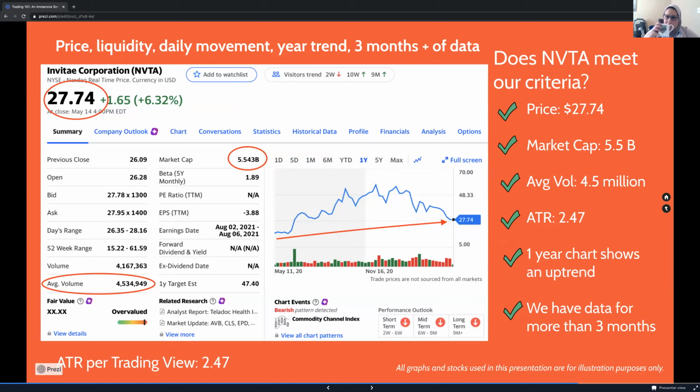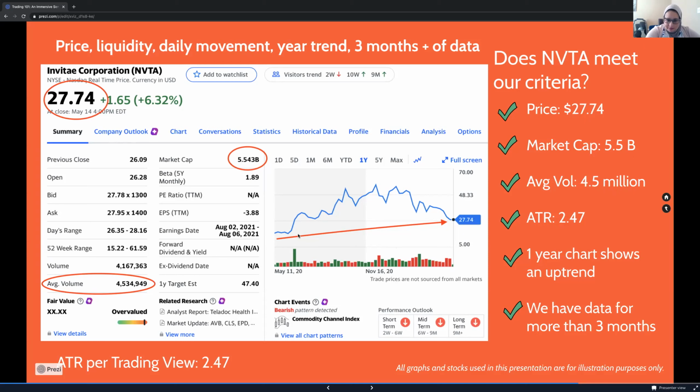So we're checking the price. It is over $7. The market cap is 5.5 billion, so it reaches our minimum market cap. That's good. Our average volume for this stock is 4.5 million. I went into TradingView and looked up the average true range for you guys, so we don't have to get out of the presentation and do it again. It's 2.47, so that means the stock on average will move $2.47 in a day.